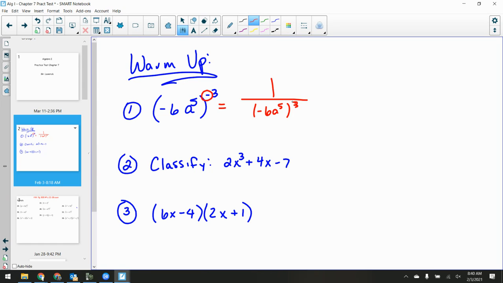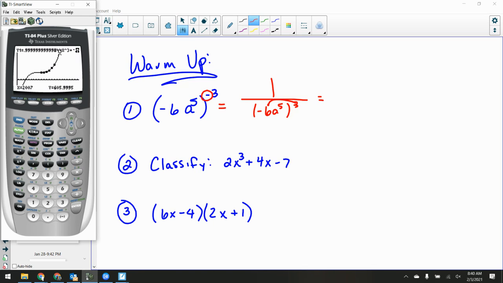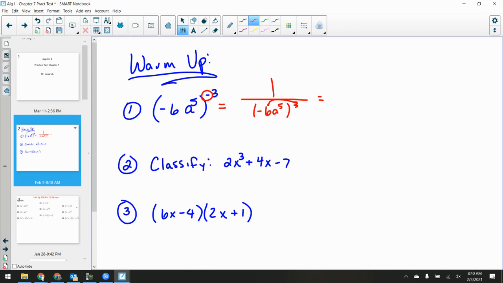So you would say, okay, negative 6 to the third power. Let's evaluate what that is. Negative 6 to the third. Oh, I should use parentheses. It doesn't matter here, but I should always use parentheses. Negative 216, 1 over negative 216, a to the... Now, why isn't it just negative 18? I thought I should multiply.